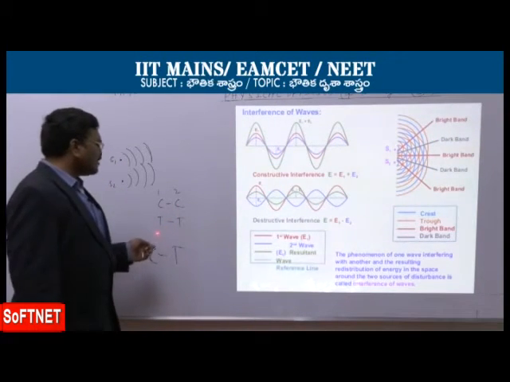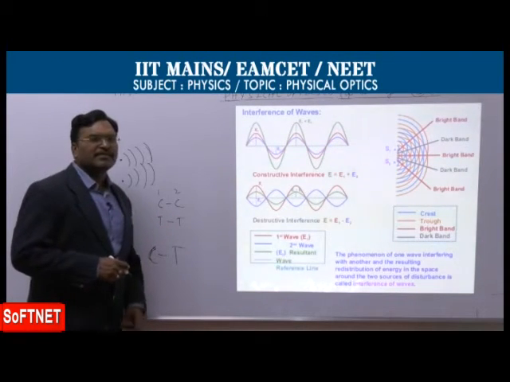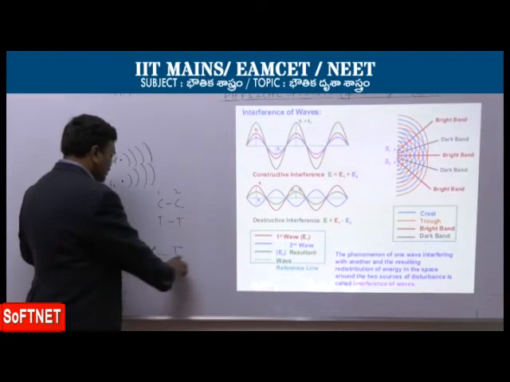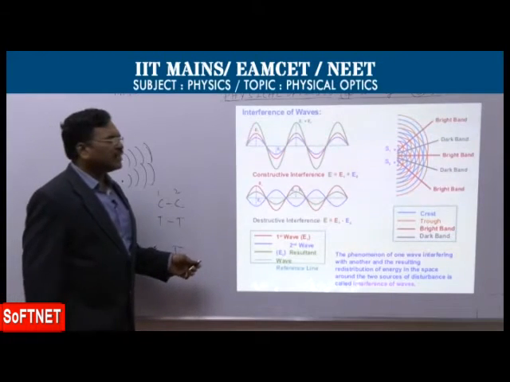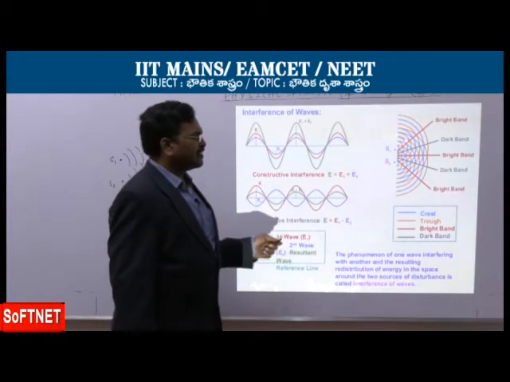Otherwise the crest of one wave overlaps the trough of the other wave. So at that time these two are out of phase. Crest of one wave overlaps the trough of the other wave, these two are out of phase. So at that time amplitude is minimum and intensity is minimum. We are getting a dark band like this.